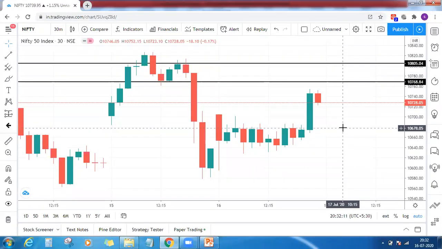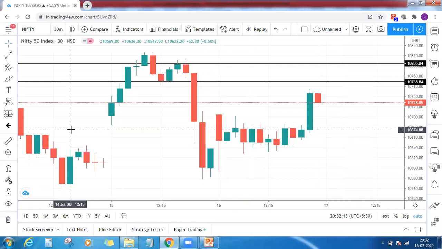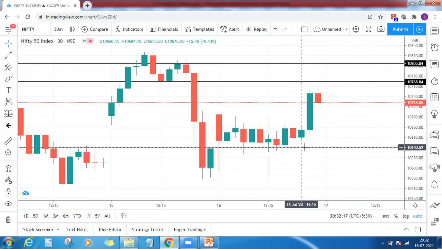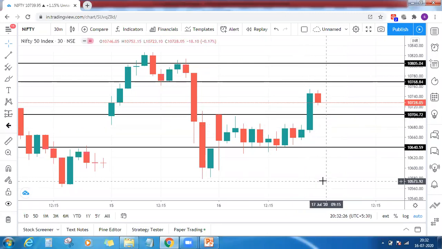Yes, it is a valid trade, and your stop loss should be here, because at this position, bulls were trying to protect somewhere around 10,640. This should be your stop loss. This is your entry. Yeah, got it, sir. Thank you. Anyone else has a doubt?